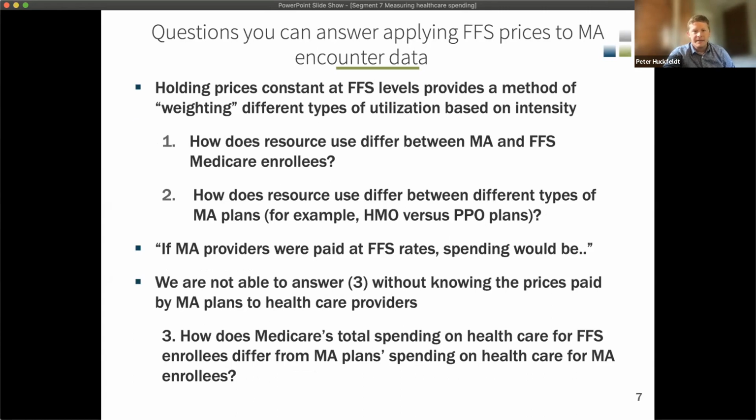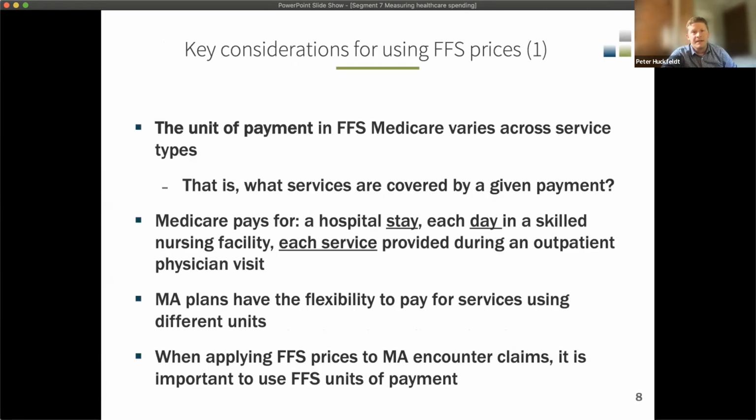So there are some key considerations for when you're using fee-for-service prices and applying them to Medicare Advantage. One key issue is the unit of payment. What are the relevant units when you're thinking about a quantity varies across service types. So the question of what services are covered by a given payment. Medicare fee-for-service is paying for hospital stays. It's paying for each day in a skilled nursing facility, and it's paying for each service provided during an outpatient physician visit.